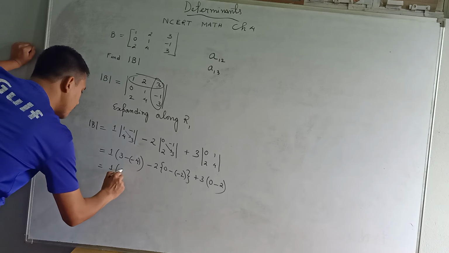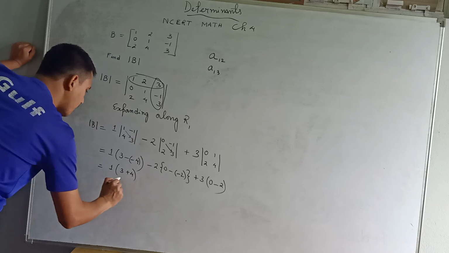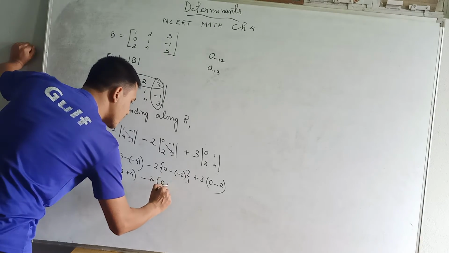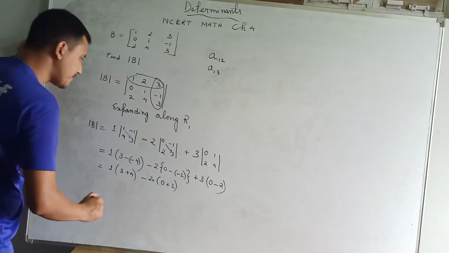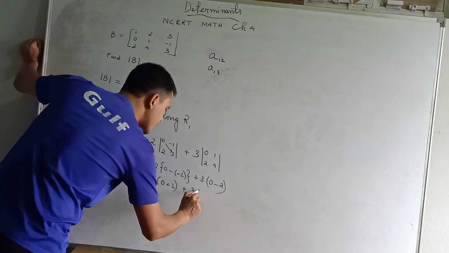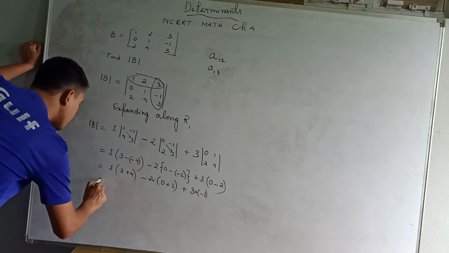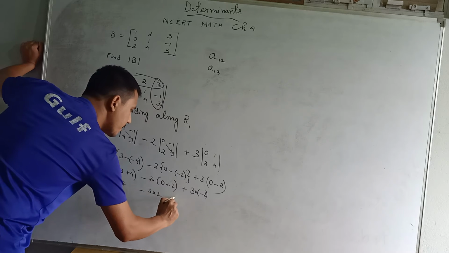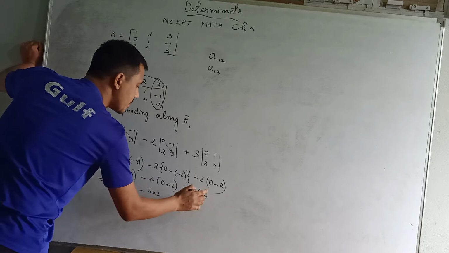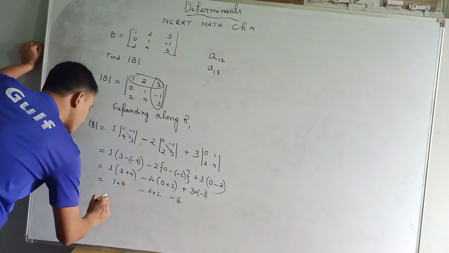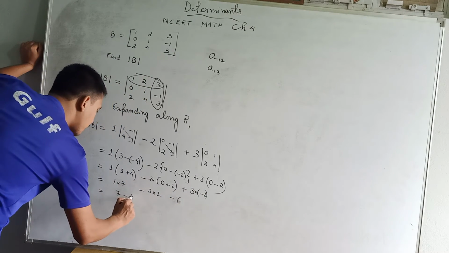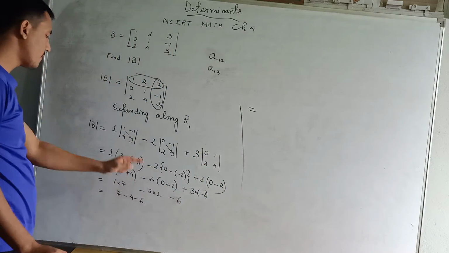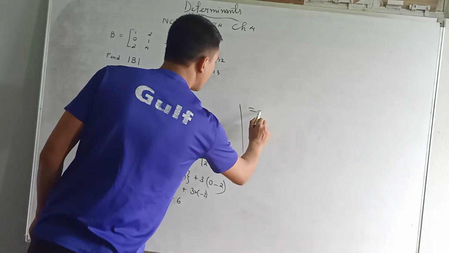So 1, 3 minus minus plus 4, minus 2 into 0 minus minus plus 2. Is it correct? Plus 3 times minus 2. So that's 1 times 7, minus 2 times 2. 3 times minus 2 is minus 6. So that's 7 minus 4 minus 6. 7 minus 10. That is equal to minus 3.